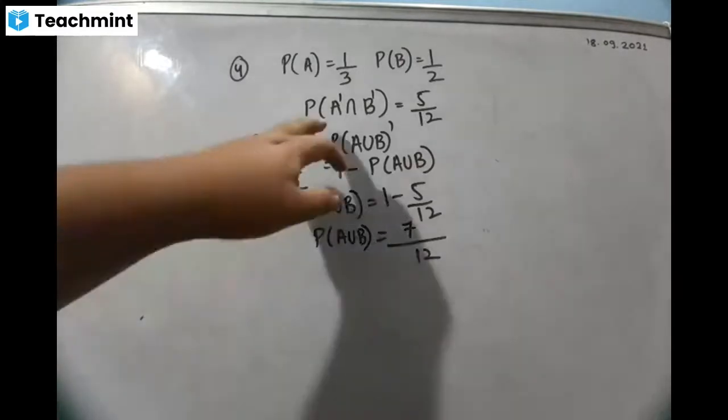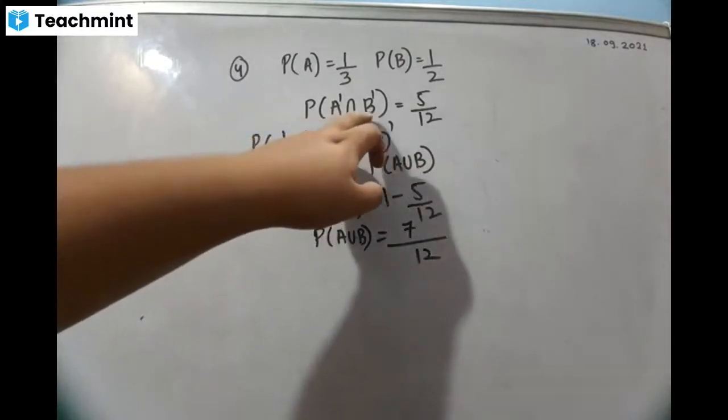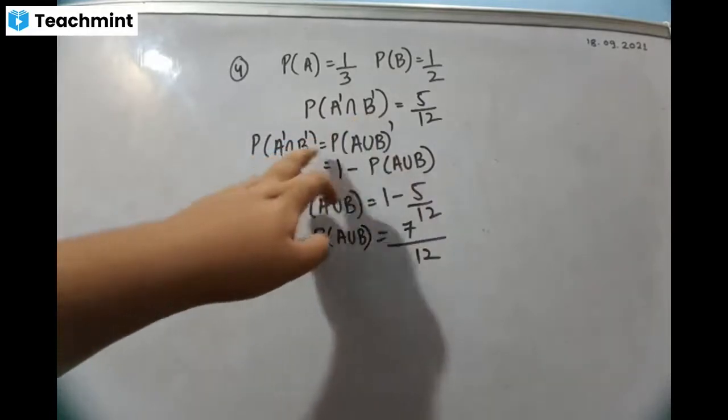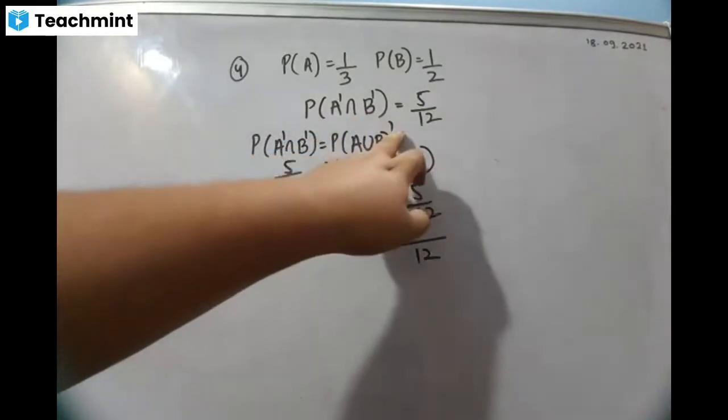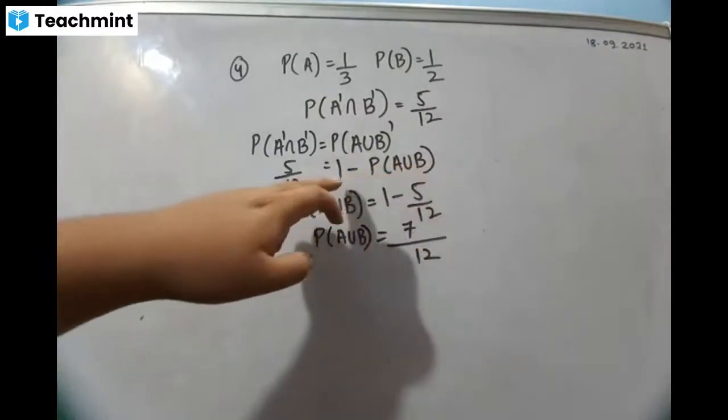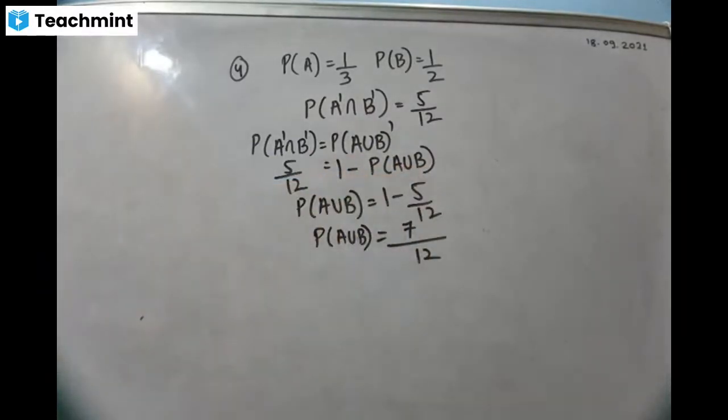Once again, what was given? A complement intersection B complement was given. So De Morgan's law says intersection will change into union, but this is complement, and to remove complement you get 1 minus. I have explained how you're getting this also. Okay, you got this value. Now let's see what are the things that they have asked.